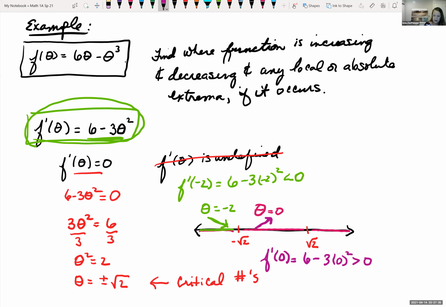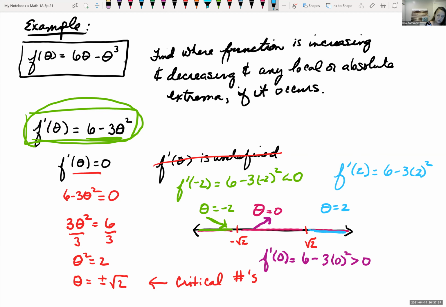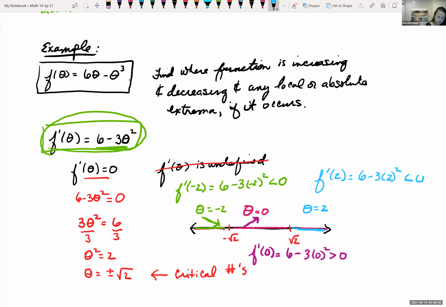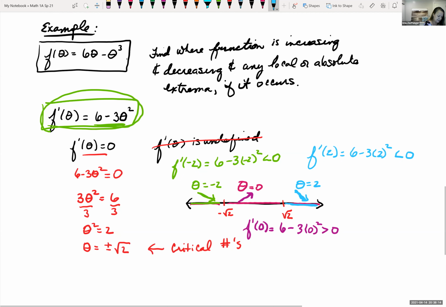Now choose something to the right of root 2, any number to the right of root 2. How about theta equals 2? If we plug this back into the derivative function, we want to see, is that positive or negative? 6 minus 3 times 2 squared. I notice that this is smaller than 0, so this is going to be decreasing. So we now have our intervals where it's increasing and decreasing.